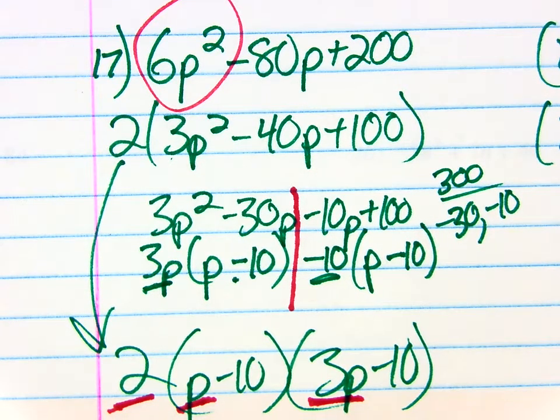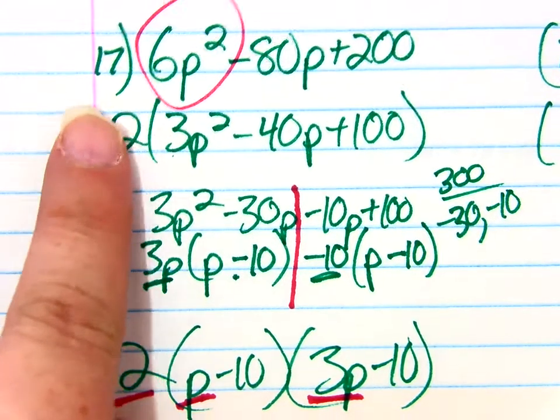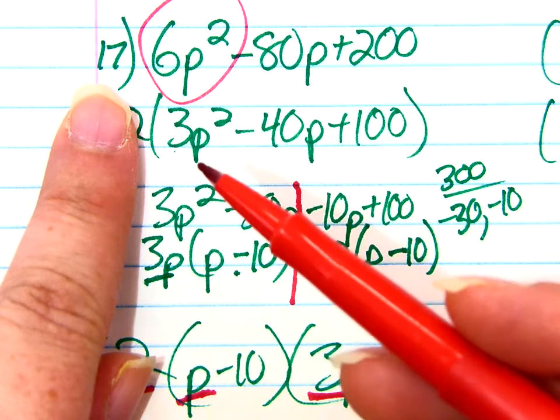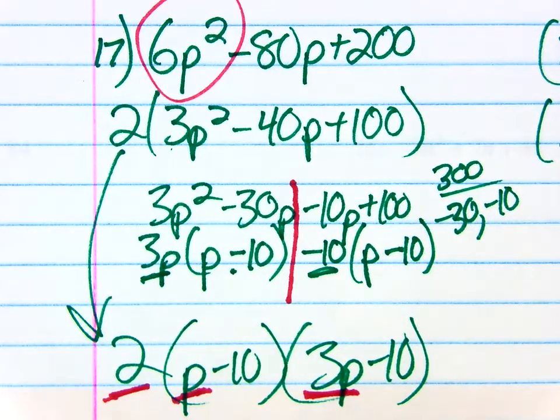What's nice about at least doing that is if you had forgotten to bring down that 2, and you multiply p times 3p, that's only 3p squared. And you're like, oh, shoot, it was supposed to be 6p squared. Oh, yeah, I took out a 2 and I never wrote it on the answer line. Now I won't lose a point for something dumb. Is that okay?